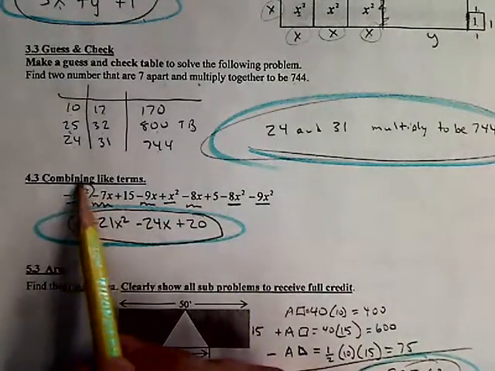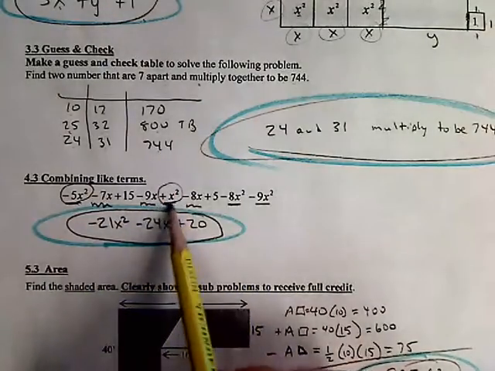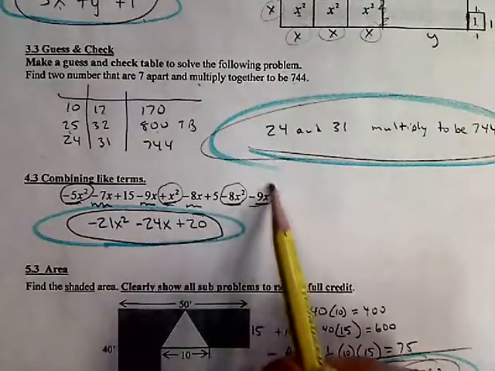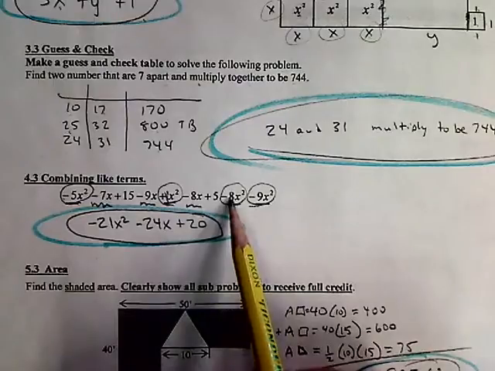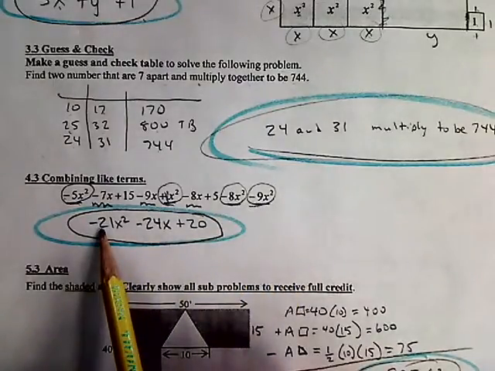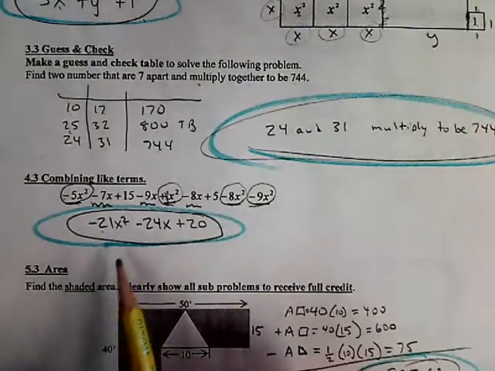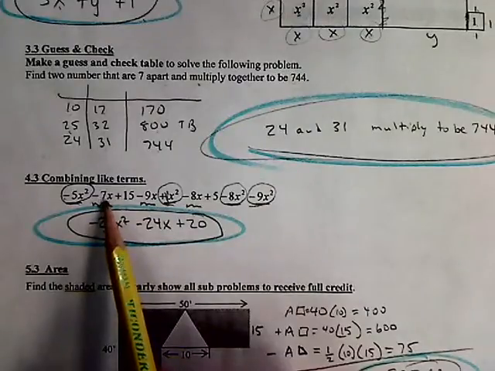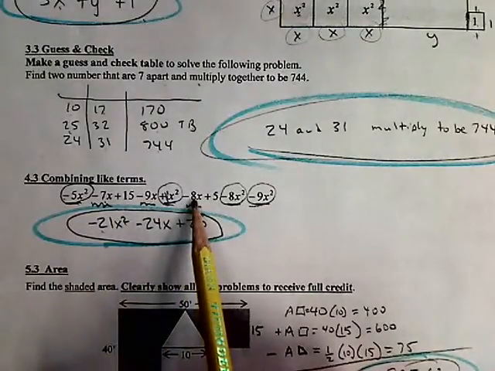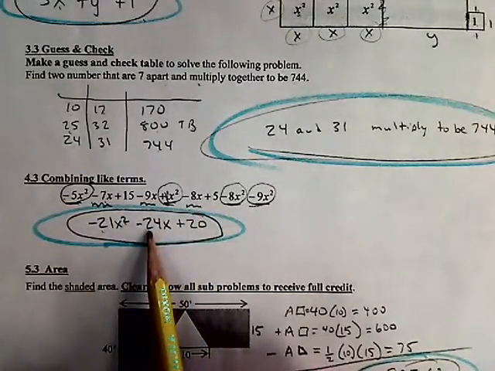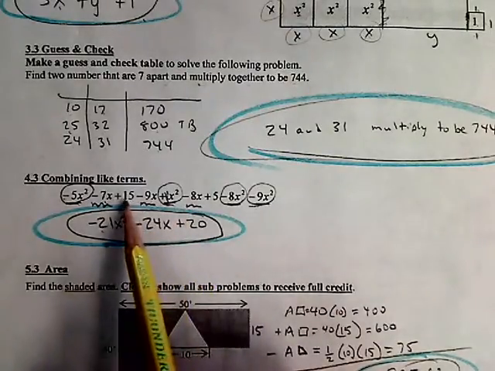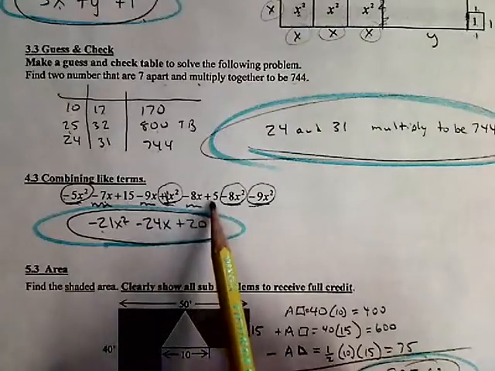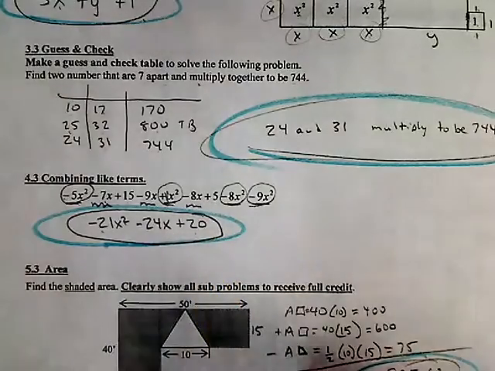Combine the like terms. All the squared ones are alike. So I just add them together. The negative 5, the 1, don't forget that's a 1 in front, the negative 8, the negative 9, that's how you get the negative 21x squared. Now you look at all the x's. Add them together, and you get negative 24x. All the ones that don't have anything, like the 15 and the 5, gives you 20.